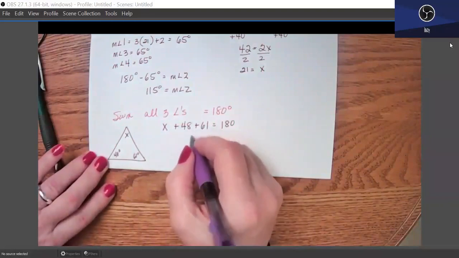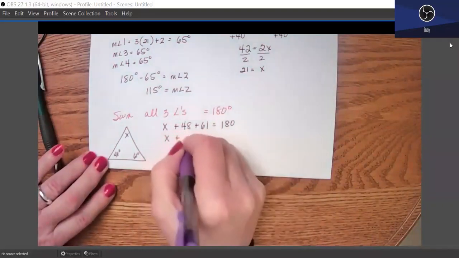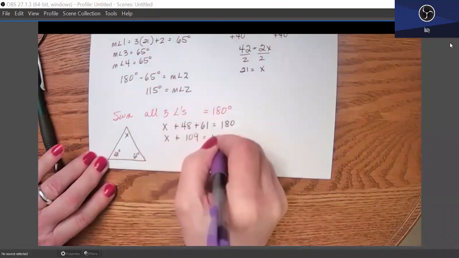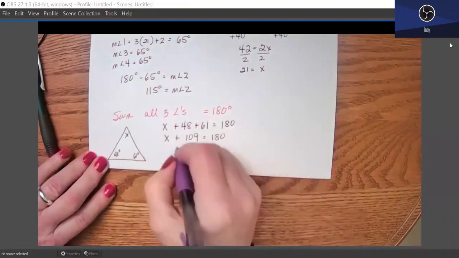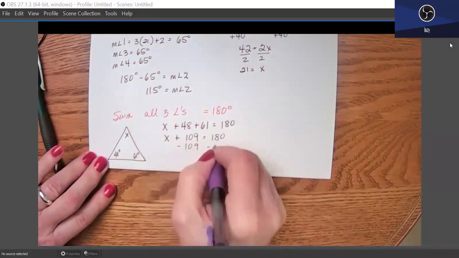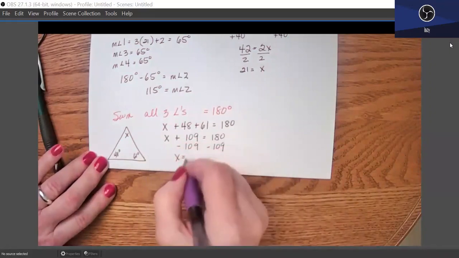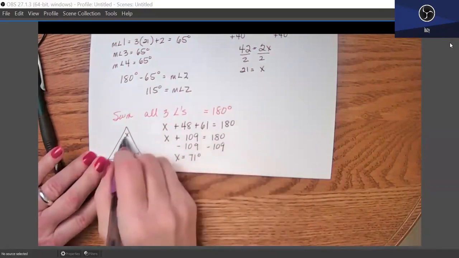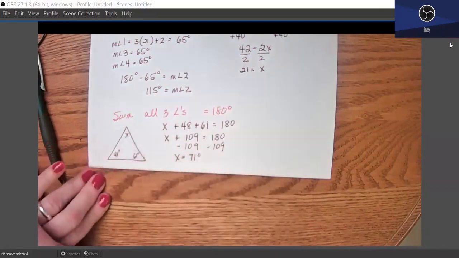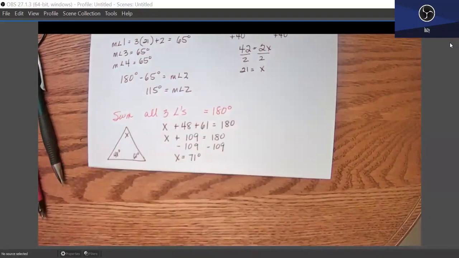48 plus 61 is 109. So X plus 109 would be 180. Let's subtract 109 from both sides. And that will leave us with X being a 71-degree angle. So our third angle would measure 71 degrees.